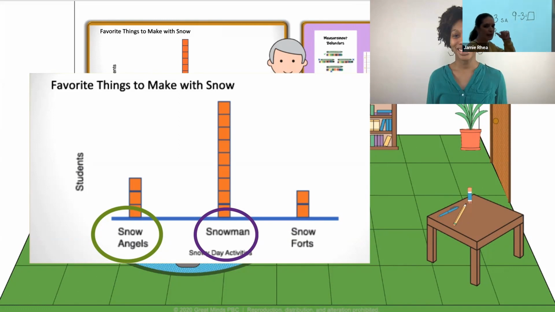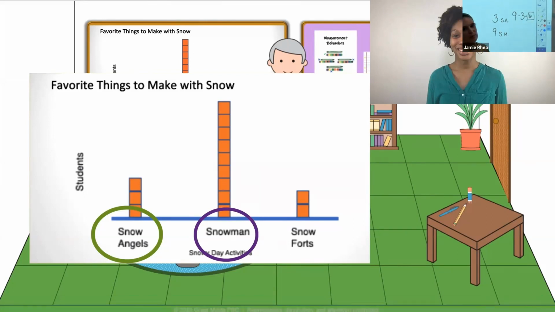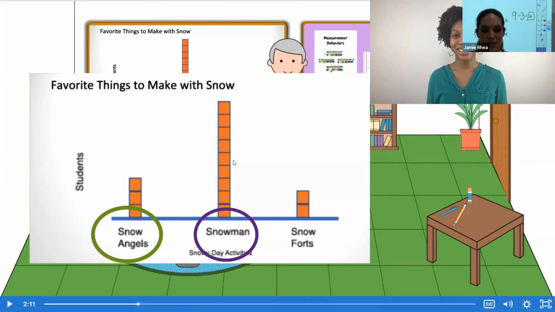Remember, you can count back, you can use your fingers, you can draw a picture, it's up to you. We can even use our picture on our board or on our chart. And I can come over here and count 3, 1, 2, 3. And I can say, how many more do I have? 1, 2, 3, 4, 5, 6. I had 6 more. So I think 6 more people made snowmen than snow angels.